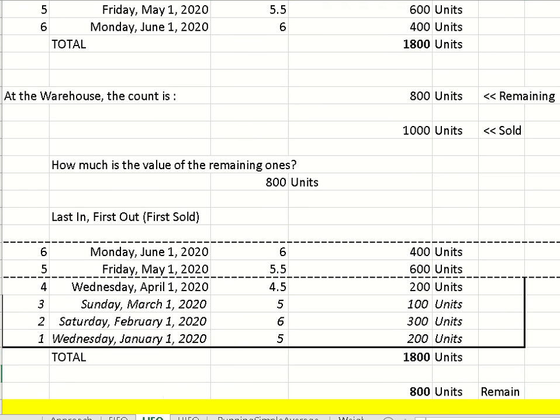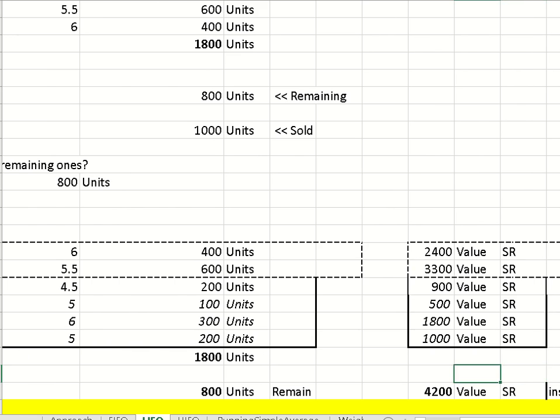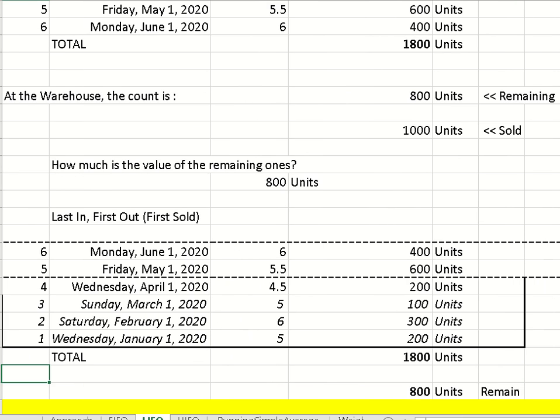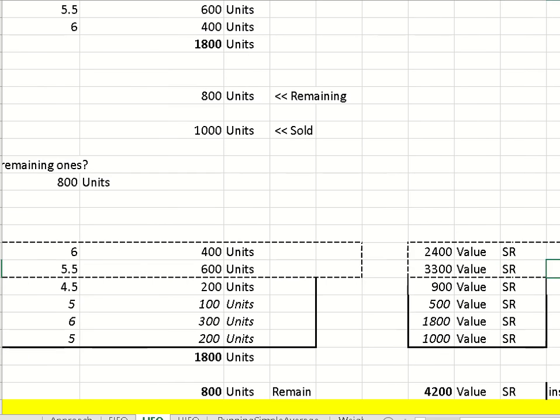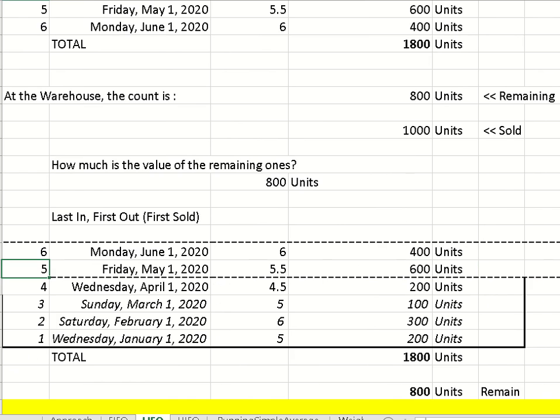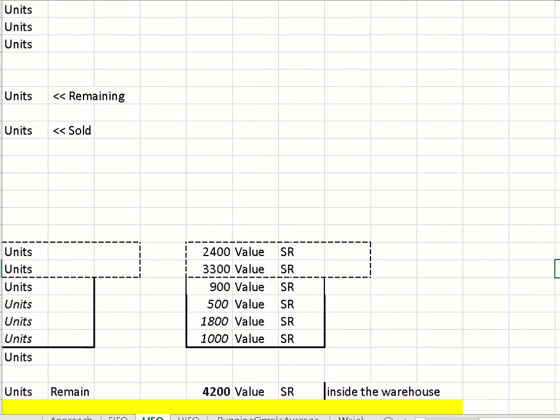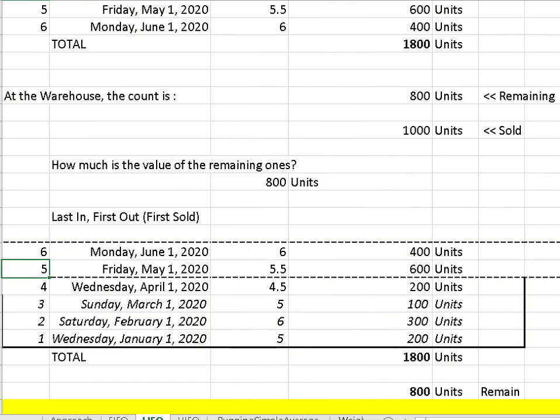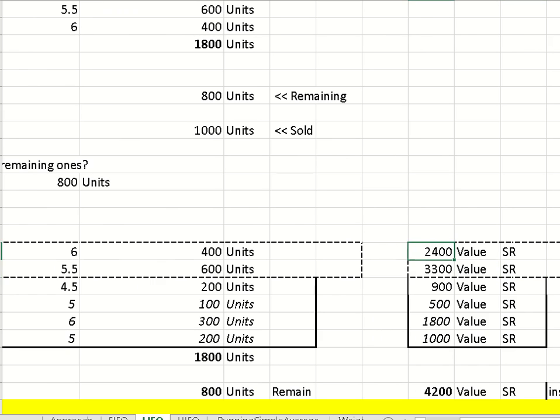and so we now multiply this value, because we sold 800, right? Or the remaining ones is 800, so we sold how much? We sold 1,000 units. See? So 400 plus 600, that's 1,000. And the remaining ones would be 800 units.